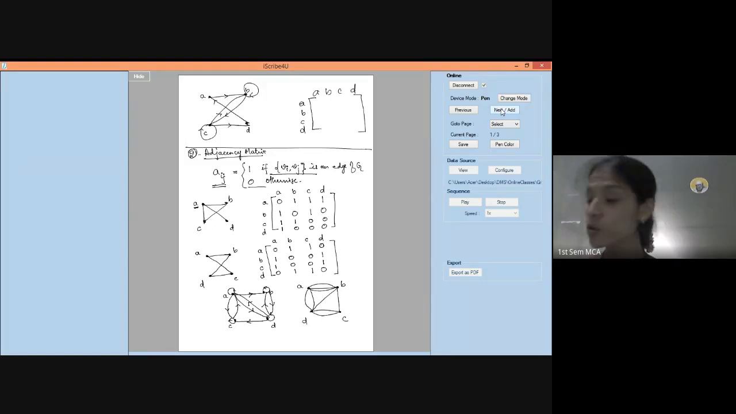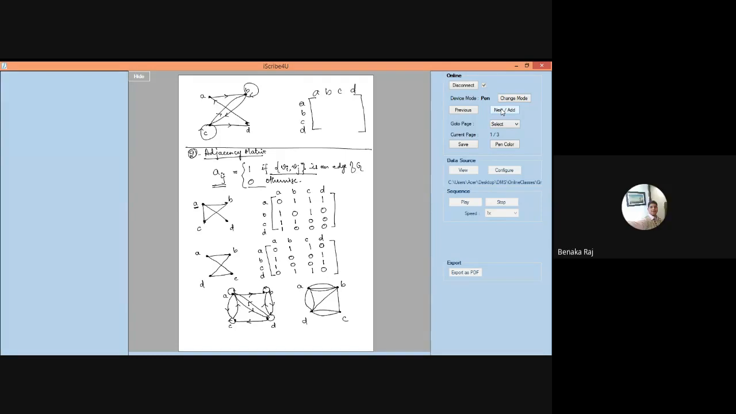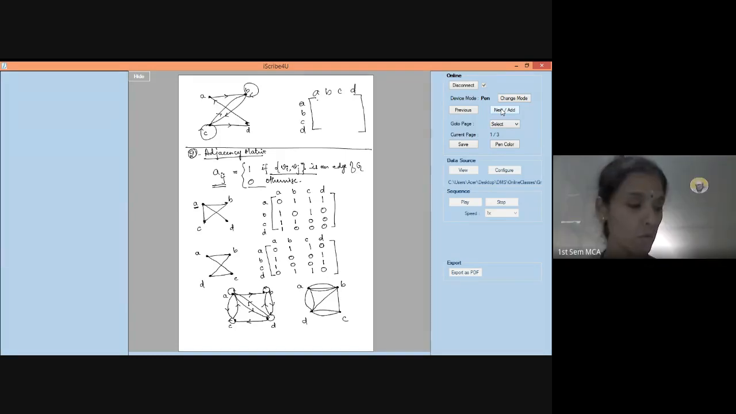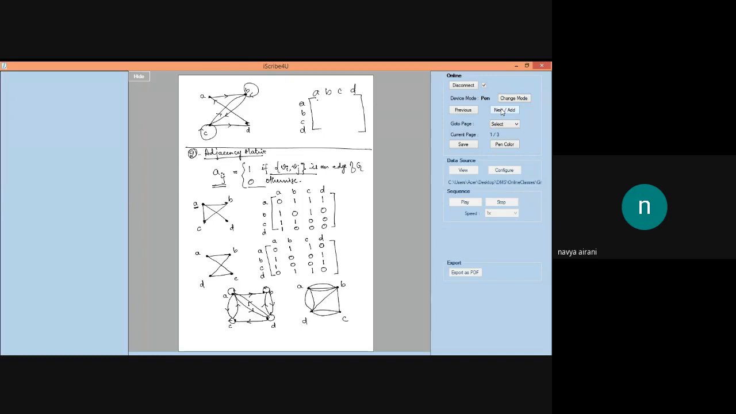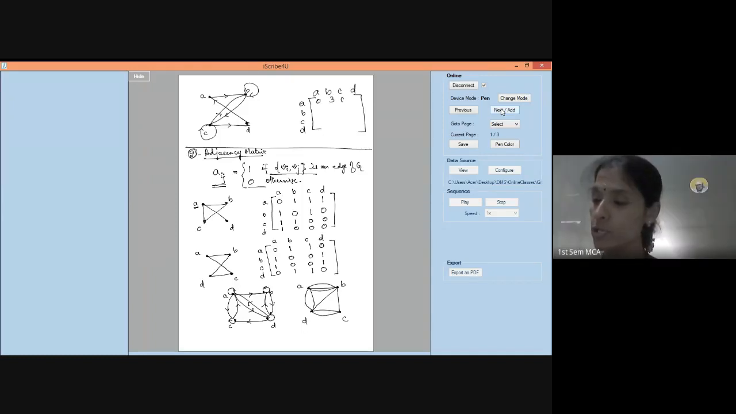Can you give me the values row-wise? Anyone? 0, 1, 0, 1. No? Anyone else? 1101. No. 0302. Yes, 0302. Those who all got 1, 1 and all, I don't know.